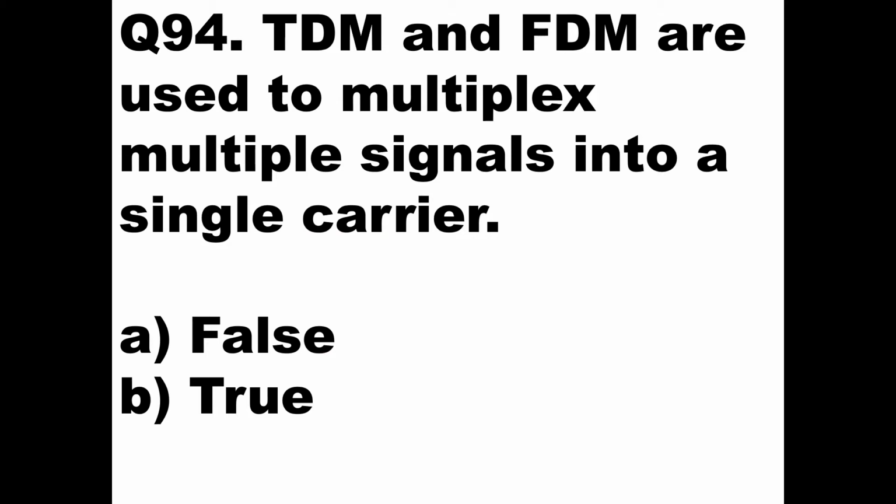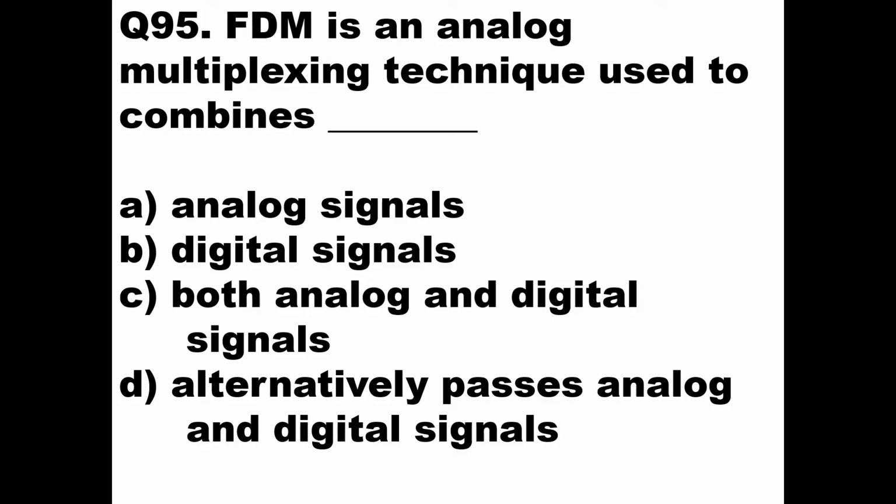TDM and FDM, that is time division multiplexing and frequency division multiplexing, are used to multiplex multiple signals, that is many signals, into a single carrier. It is true, time division is going to combine them on the basis of time, and frequency division is going to combine them on the basis of frequency. That means this statement is true. TDM and FDM are used to multiplex multiple signals into a single carrier, a common channel. So it is a true statement. Then we'll go to the next question, question number 95.